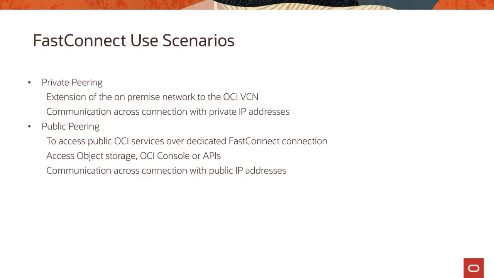So now let's take a look at the public peering connection. We already talked about what a public peering connection looks like. And now we can see, from an architecture perspective, what the key components are which are utilized in the public peering connection.